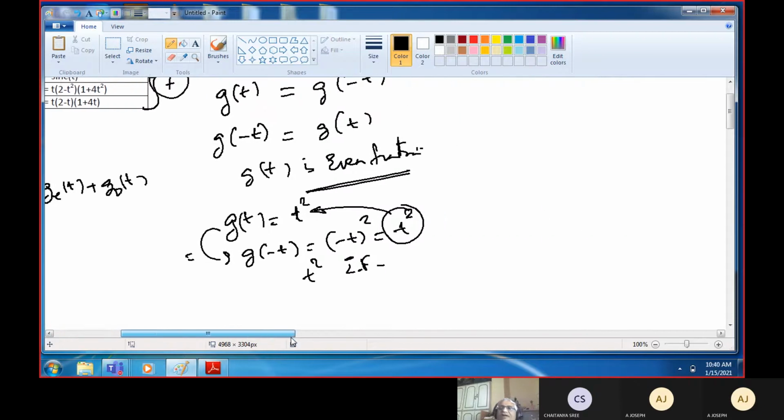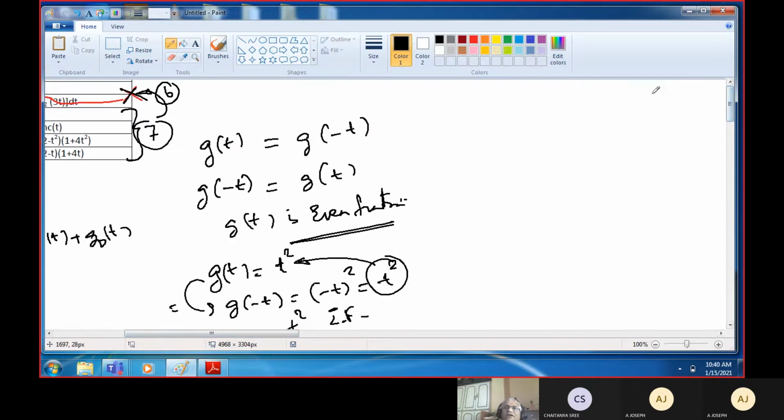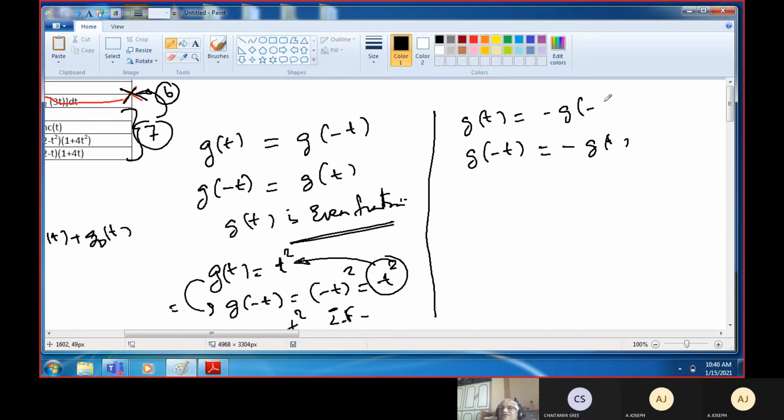Now we will try to understand what is an odd function. In an odd function, I do the same thing. I take g of t and replace t with minus t. Then what I find is that g of minus t is the negative of g of t, or g of t is the negative of g of minus t. If such a situation exists, then we say g of t is an odd function.